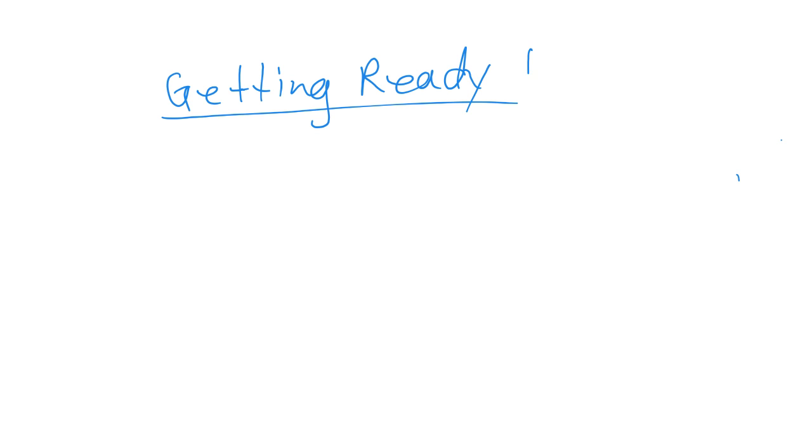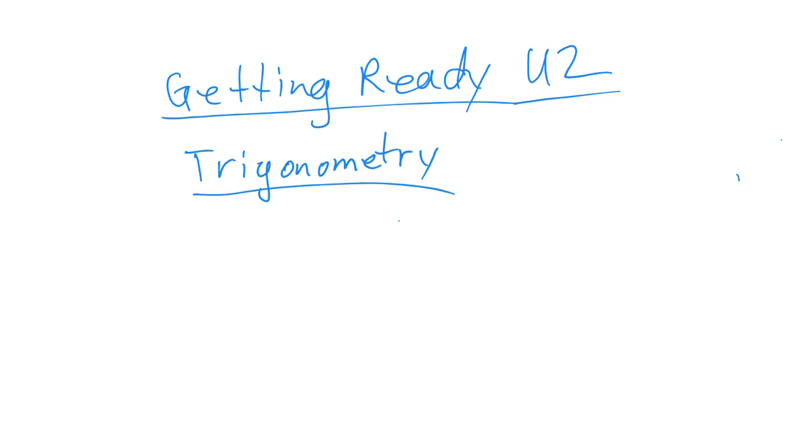So today's lesson is called Getting Ready. And what we're going to be doing is getting ready for Unit 2. Unit 2 is based on a thing called trigonometry, and that's what we're going to be working on for most of this unit. Now, the concept of trigonometry deals with right-angled triangles. That's why we're going to eventually look at the Pythagorean theorem.